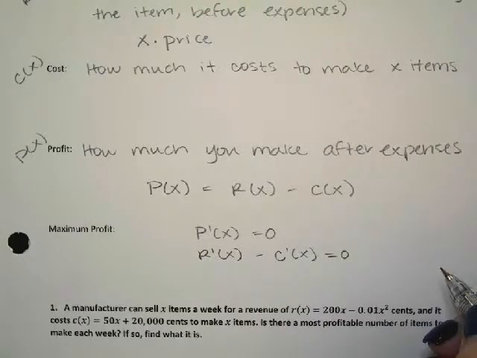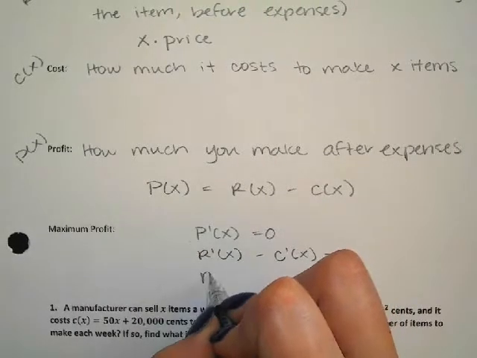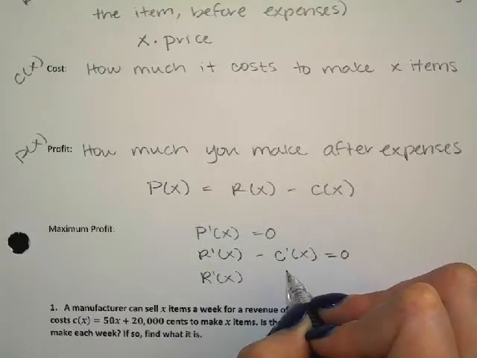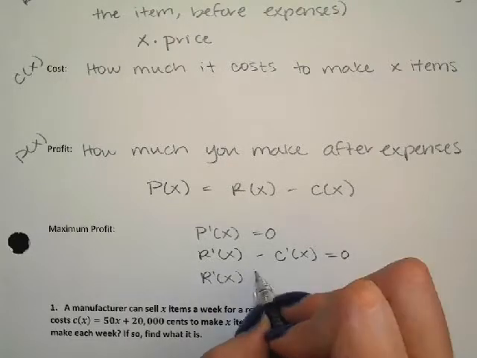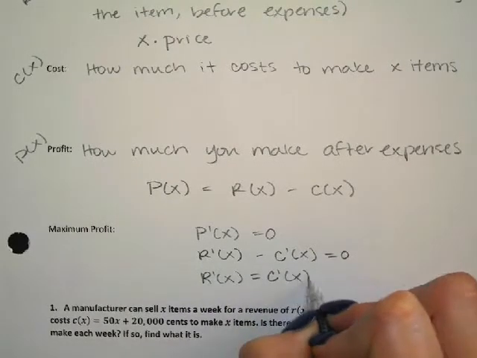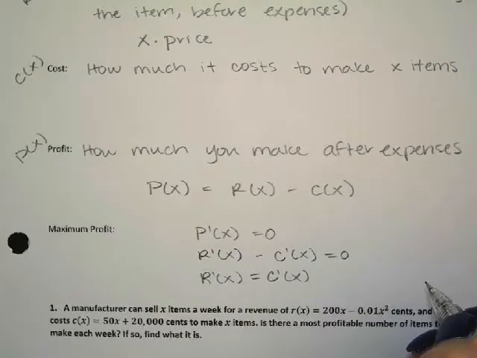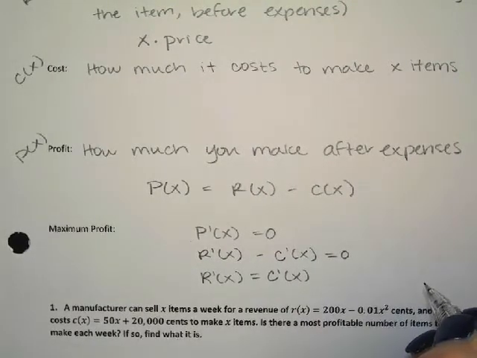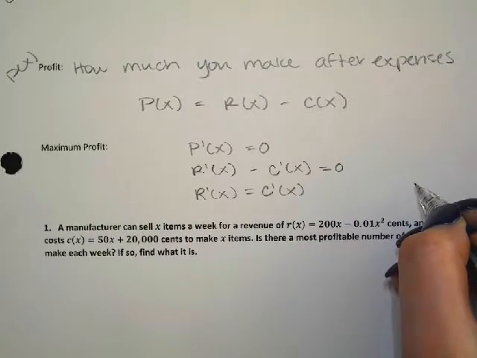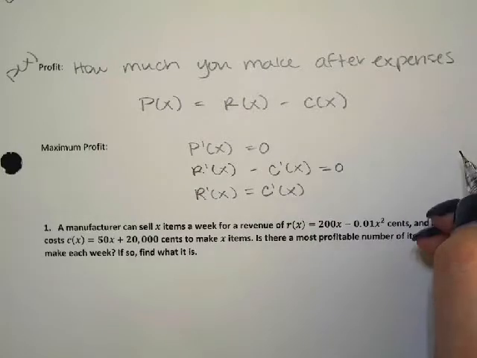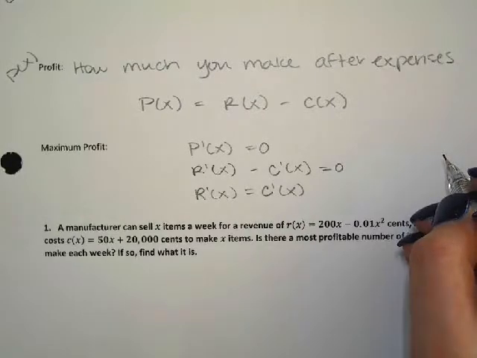Don't you have to also make it so that P prime of X equals R prime of X minus C prime of X, so R prime of X equals C prime of X? You could do that, or you could also say R prime of X equals C prime of X. So your maximum profit is when your revenue and your cost are changing at the same rate, apparently. Don't you also make it so that the second derivative is less than 0? Yeah, you want to make sure that it goes plus and then minus.